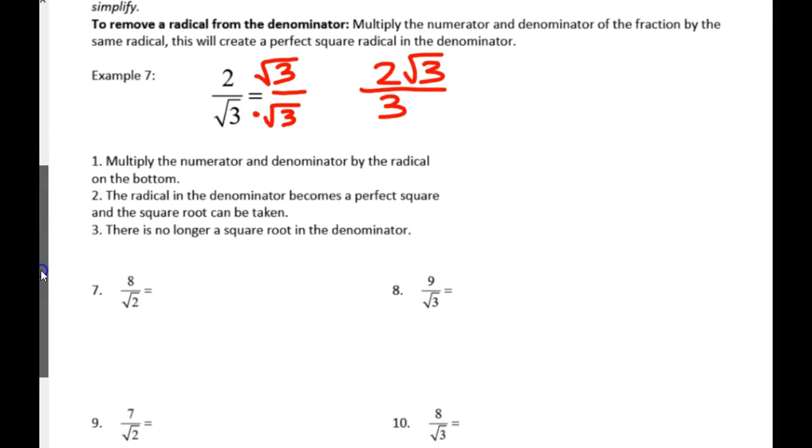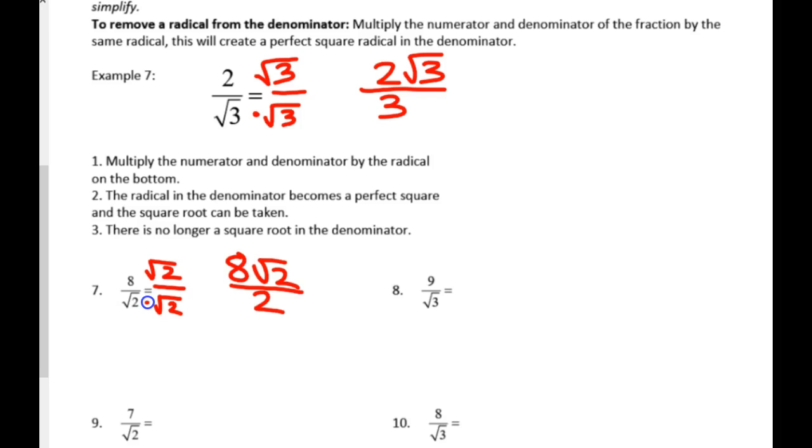All right. I want to do the first one with you on number 7. So, on number 7, I got a square root on the bottom. How do I get rid of the square root of 2? Times the same square root. So times what? Square root of 2 on the bottom and on the top. So on the top, 8 times the square root of 2. Regular number and a square root. Stick them next to each other, right? So 8 times square root of 2 is 8 square root of 2 over square root of 2 times square root of 2 is 2. Right?